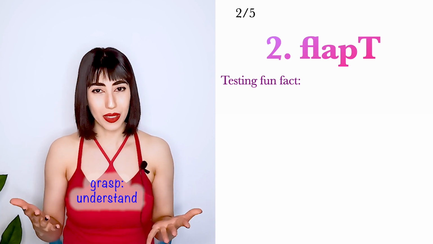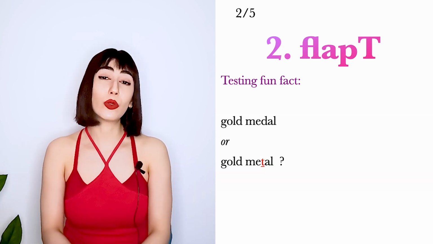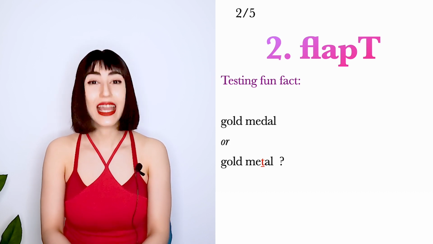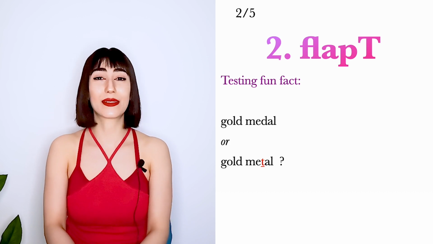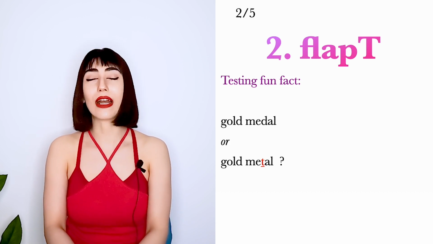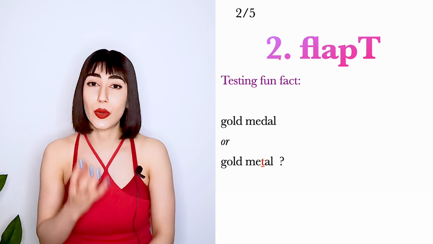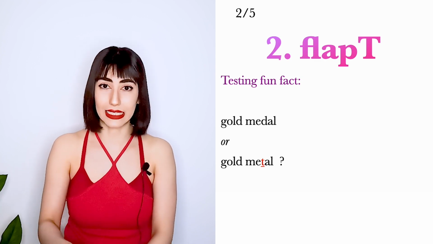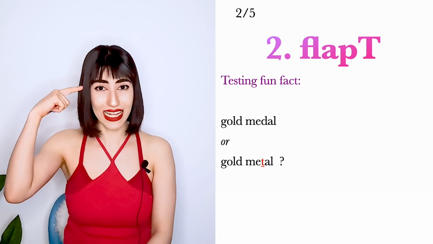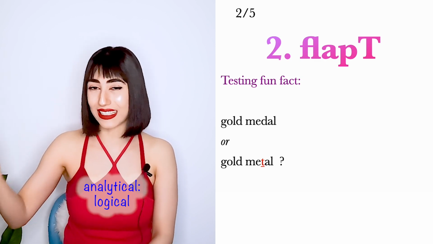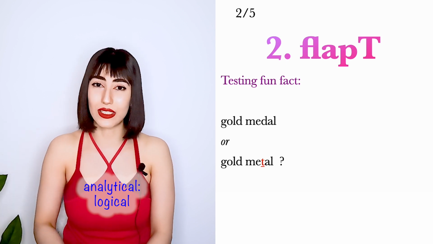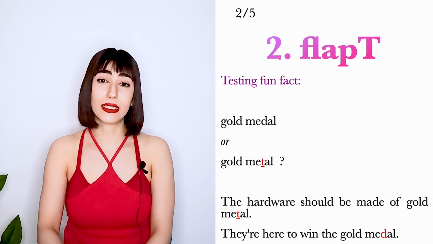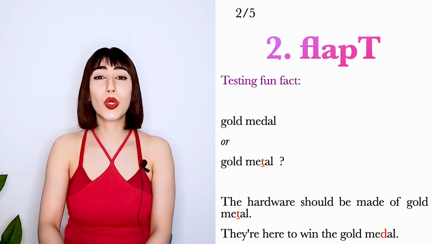Can you grasp what I am talking about? Gold medal. Which one am I saying? The point is, you have to guess, you have to understand from the whole sentence, or if not, from the whole context. You should use your intelligence, your analytical thinking, not just your English language. The sentence says, the hardware should be made of gold medal. They're here to win the gold medal. Now you know which one.